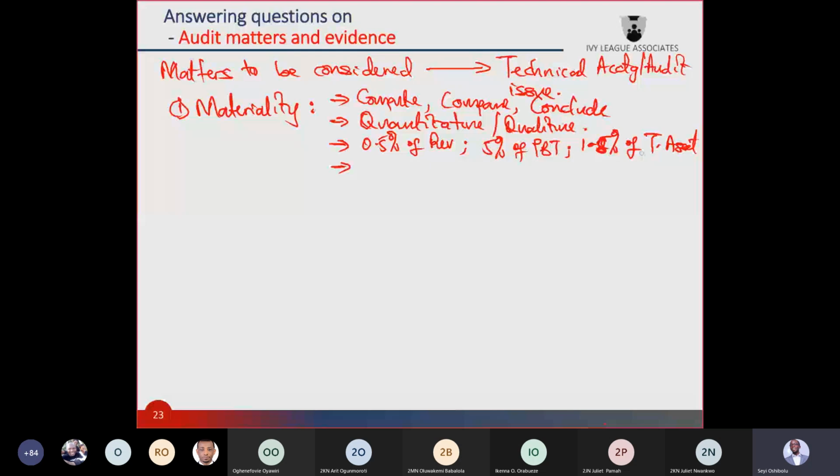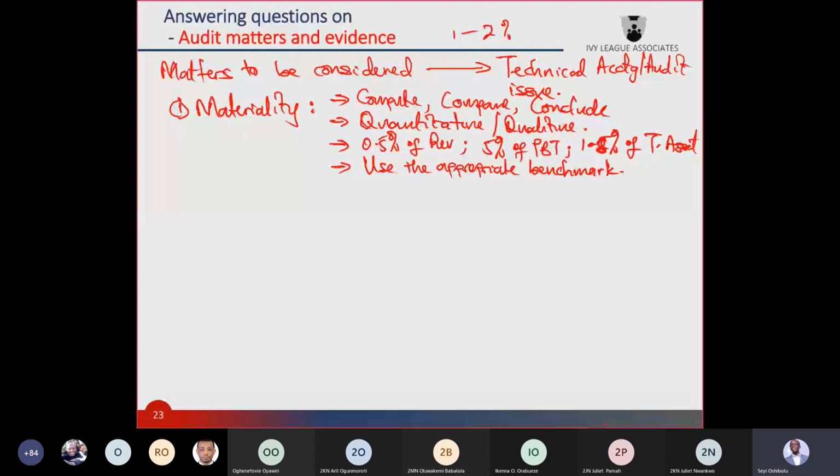All right, what else did I want to say here? Then use the appropriate benchmark. So that's the one I explained earlier on, whether it is against total assets, against PBT, against the revenue and all of that. So use the appropriate benchmark.